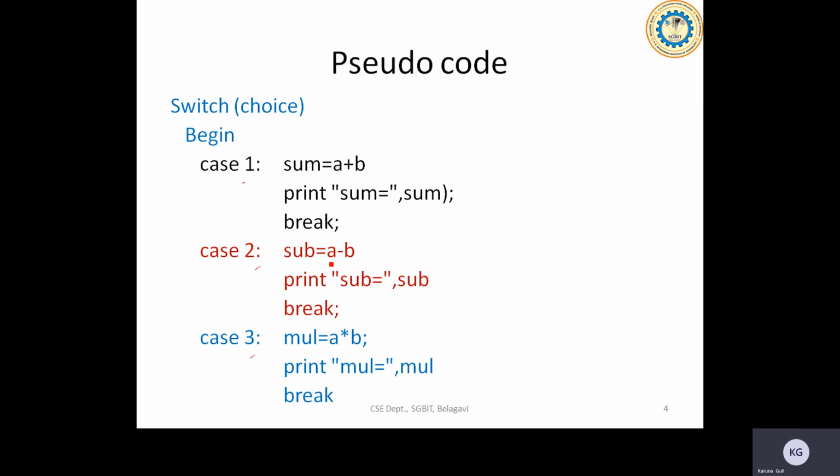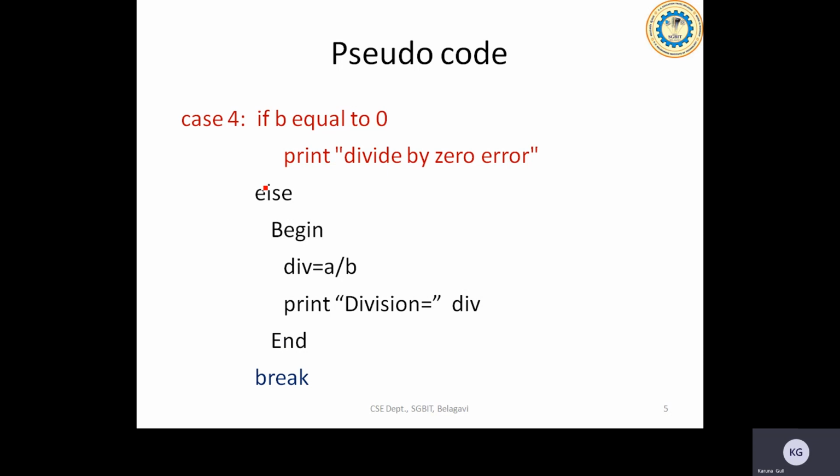The second case helps us do the minus or subtraction operation. Again, it prints the result of the subtraction, and to come out of that case statement, we again use the break statement. Moving to case 3, it deals with the multiplication of two numbers. After doing the multiplication, the result is displayed and we break out of case 3. If you go ahead with case 4, we check whether the denominator is 0. If the denominator is 0, we display an error message telling that it is a divide by 0 error.